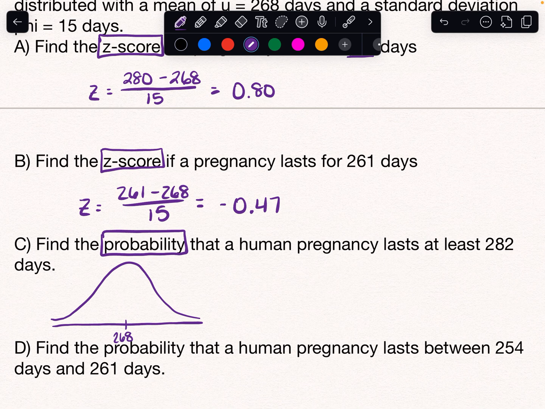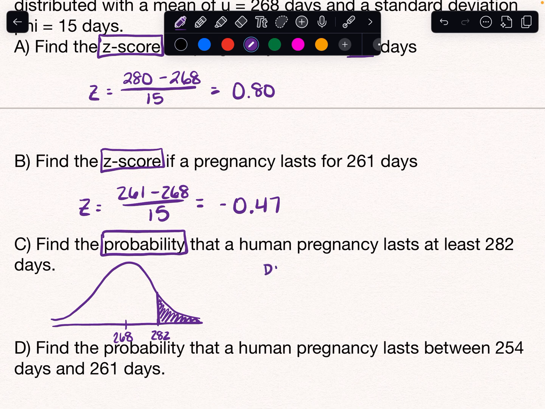So 282 is greater than 268, so that's to the right of it somewhere, so maybe right there. So I'm going to put my vertical line. And then when it says at least 282 days, I need to decide, am I shading on the left side of this line or the right side of this line? And we want to be shading all the way over here, I believe. At least 282, yeah. Okay, so then this is where we use our normal CDF button.